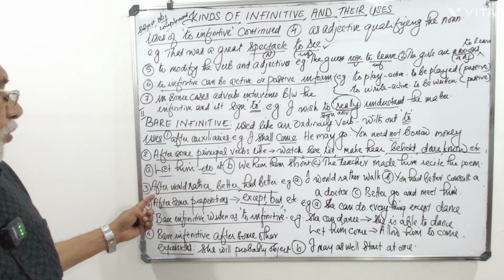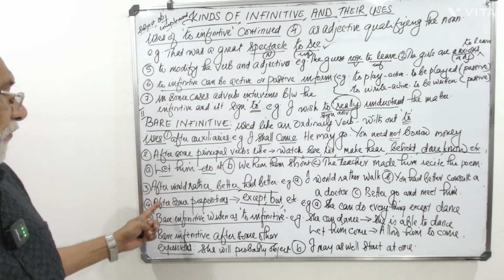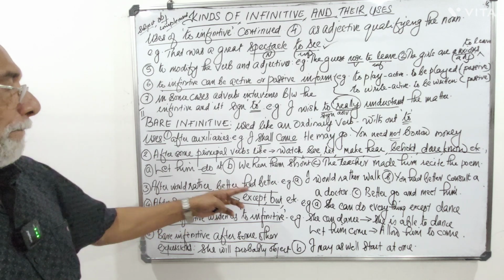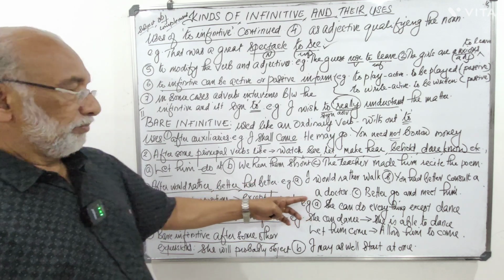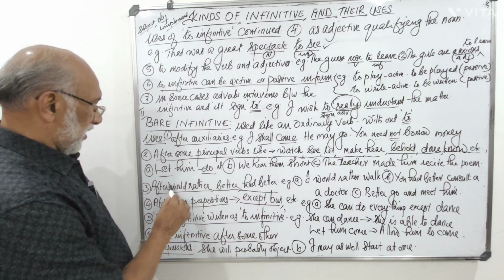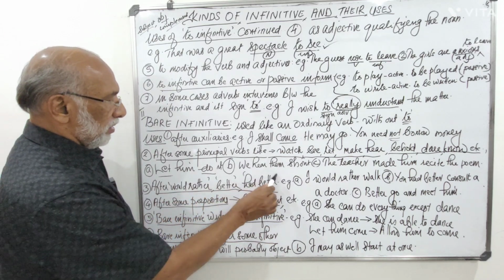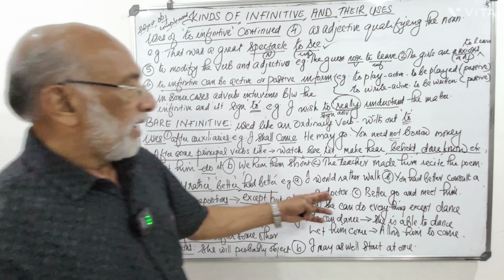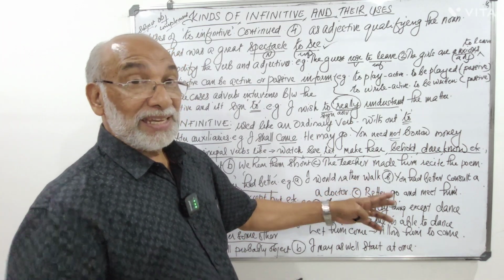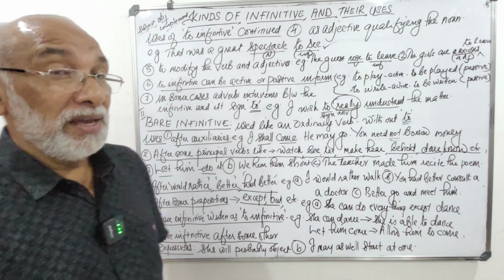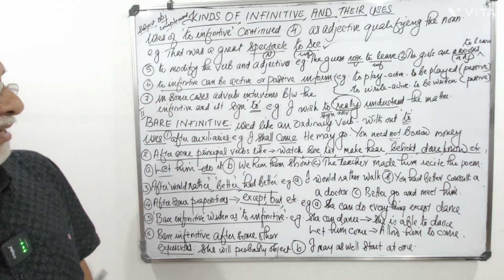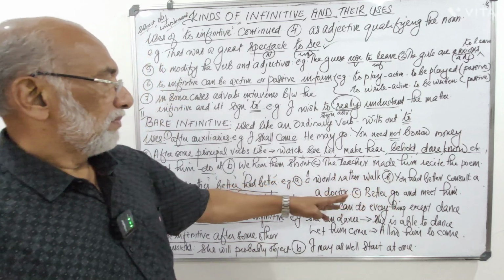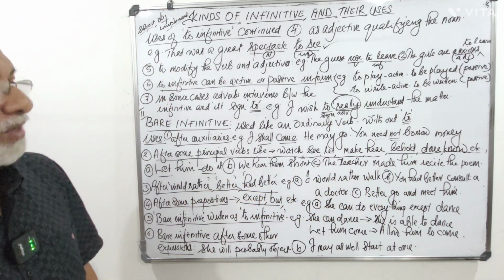Then let's go to the third use of bare infinitive, and that is after would rather, better, had better. Okay, these three expressions. After this, we don't use to. I would rather walk, okay, than go by a bicycle or something like that. I would rather walk. You don't say I would rather to walk.